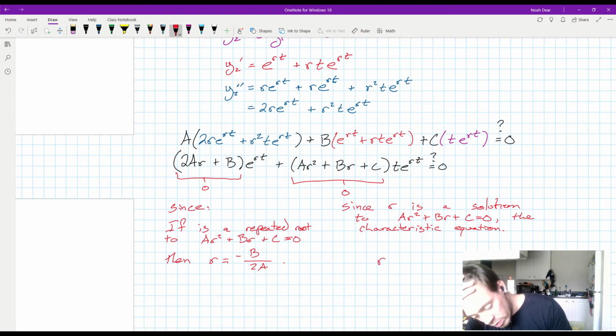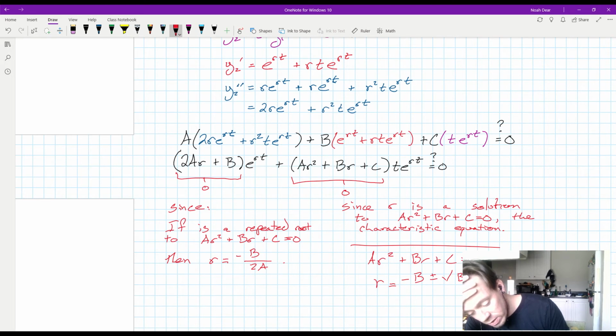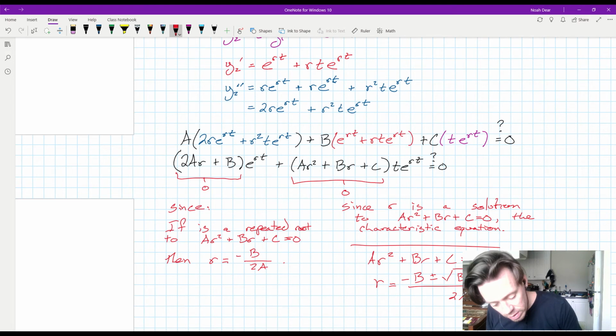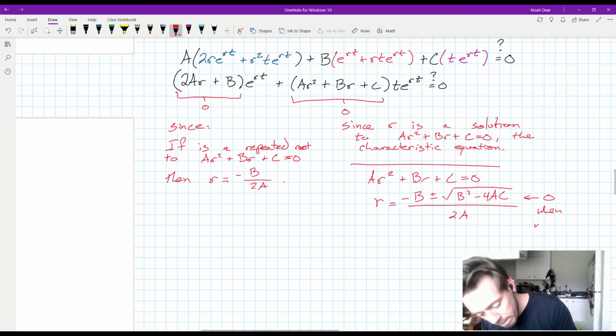That is, generally speaking, the general solution to any a r squared plus b r plus c equals 0, the quadratic formula tells us that r equals negative b plus or minus the square root of b squared minus 4ac, all over 2a. And we only have one solution here if the discriminant is 0, when we have a repeated root.